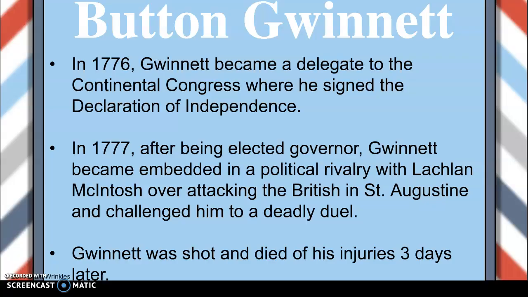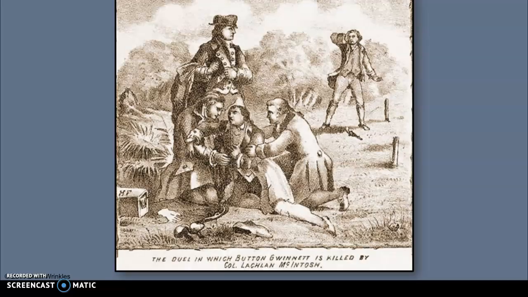He becomes a delegate to the Second Continental Congress, where he signs the Declaration of Independence in 1776. By 1777, he's back in Georgia and he's elected as governor. He has a big rivalry with a man named Lachlan McIntosh. And this rivalry comes from attacking the British in St. Augustine. McIntosh challenges Gwinnett to a duel. During this duel, Gwinnett is shot and he dies a few days later.